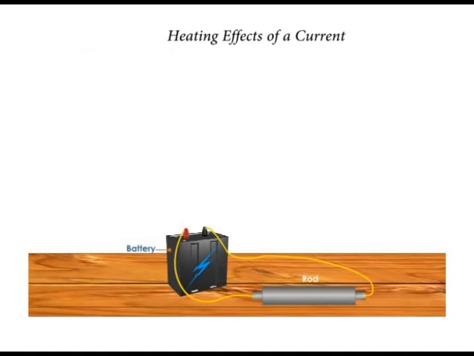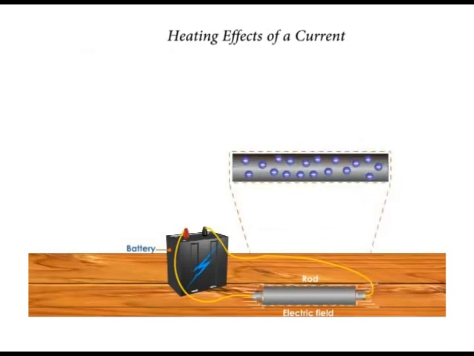When a battery is connected across a conductor, a potential difference across the conductor sets up an electric field around it. Due to this, the electrons of the conductor get accelerated in the direction opposite to the direction of electric field. Large numbers of electrons start moving towards the positive end of the conductor under the influence of this electric field.